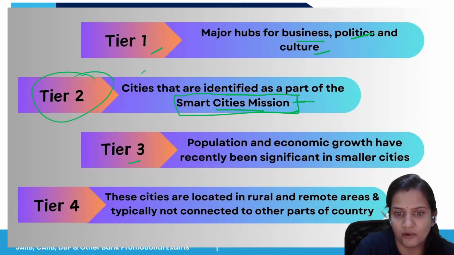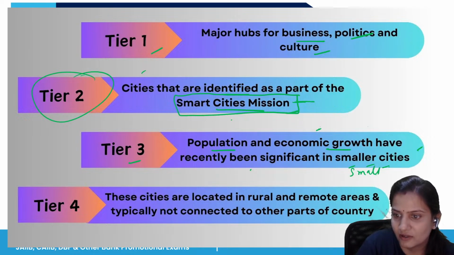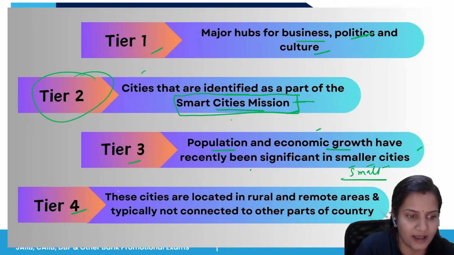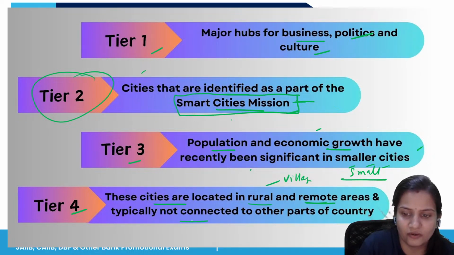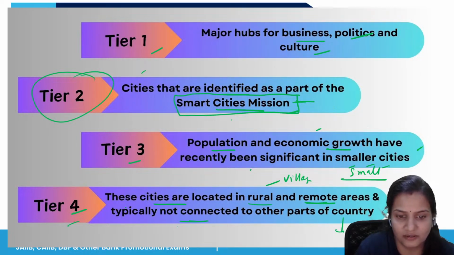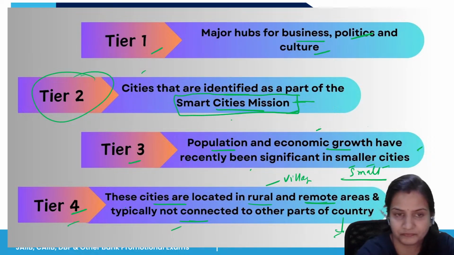Now, Tier 3: population and economic growth have recently been significant in smaller cities. The growth of population as well as economic growth. And in which type of cities? The cities that are very small, with low economy and low population. And Tier 4 cities are located in village areas, rural areas, and remote areas, and typically not connected to other parts of the country. So all these types of cities are included in Tier 4.